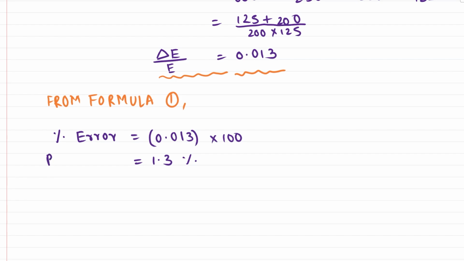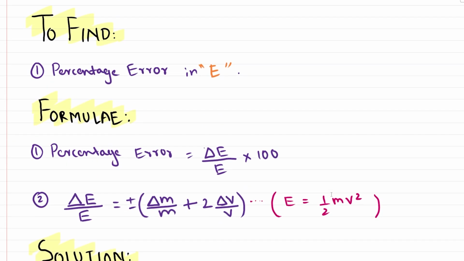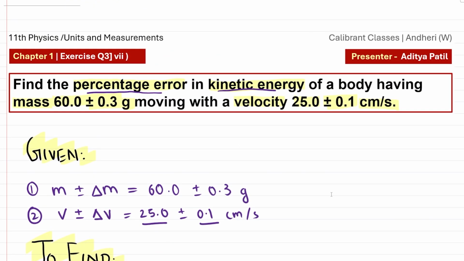So this is our final percentage error. And this is what we were required to calculate. So this is the final answer. So a total of 1.3% is the percentage error involved in the calculation of kinetic energy. That's the final answer what you have to write.